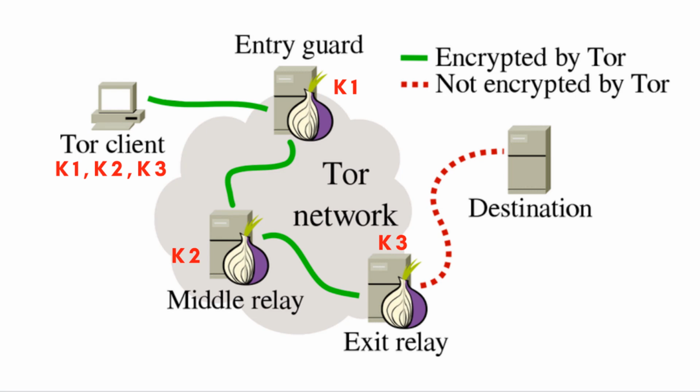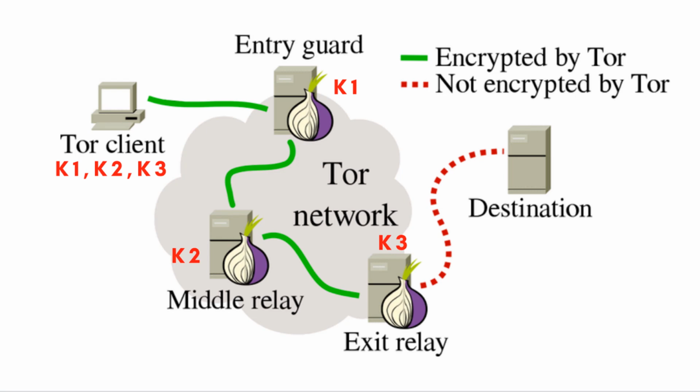Now, on the way back, the exact reverse process happens. The first relay, which was the exit relay, gets the normal message, encrypts it with K3, and then forwards it to the middle relay, which encrypts it with K2 and forwards it to the last relay, which in turn encrypts the message with K1 and sends it to the client. The client has all three keys and can unlock all three layers of encryption and get the original message, the response from the server. And now comes something important.